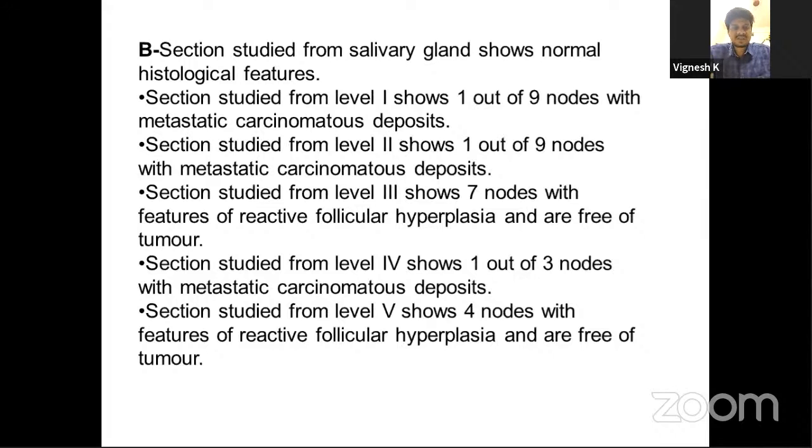Section B, the section studied from salivary gland shows normal histological features. Section studied from level 1 shows 1 out of 9 nodes with metastatic carcinoma deposits. Section studied from level 2 also shows 1 out of 9 nodes with metastatic carcinoma deposits. Section studied from level 3 shows 7 nodes with reactive follicular hyperplasia and free of tumor. Section studied from level 4 shows 1 out of 3 nodes with metastatic carcinoma deposits. Section from level 5 shows 4 nodes with follicular hyperplasia and free of tumor.